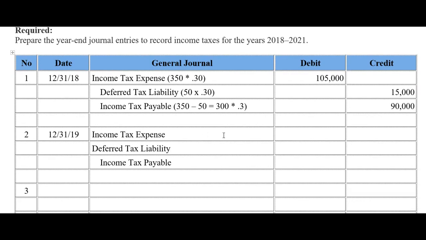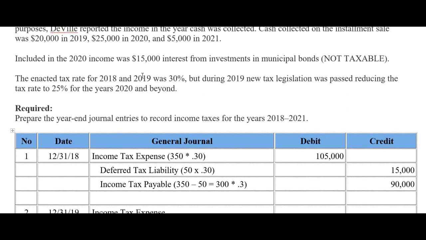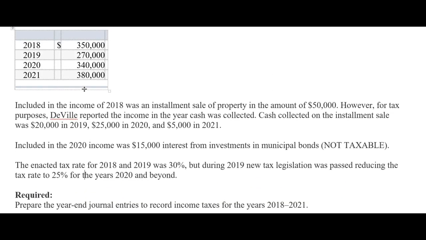Now, notice in this year, we had a tax rate change for future years. Now, granted, in 2019, it is 30%. But by the end of 2019, we know new tax legislation is passed and future rates will be 25%. That's actually good for us because what that means is instead of having to pay 30% over the life on that $50,000, it's going to go down. We're going to save 5%.